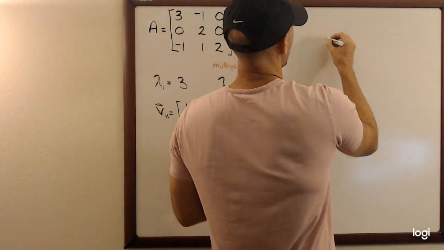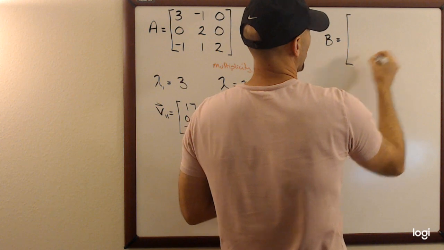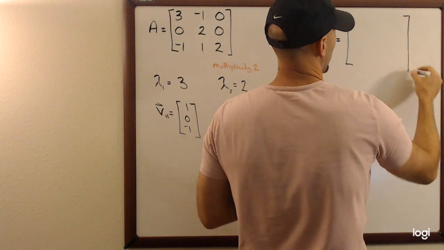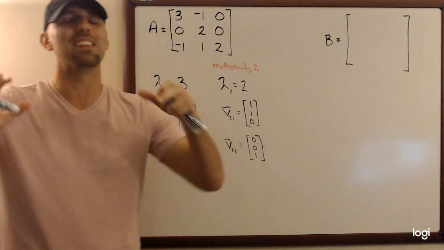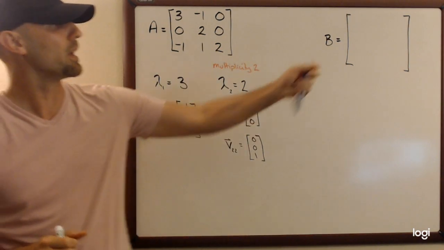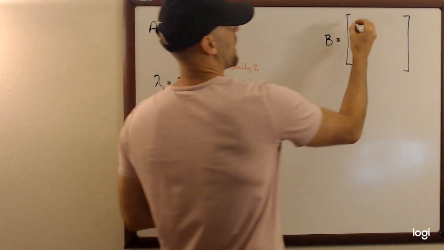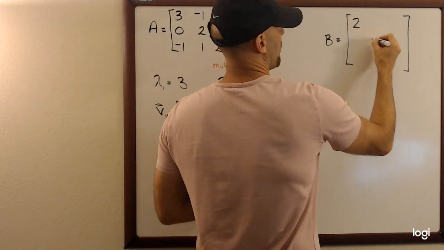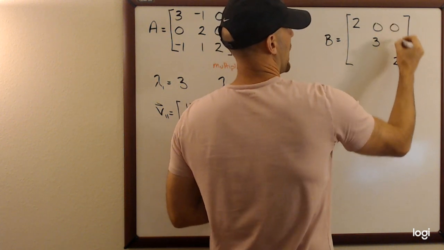Now, does it matter where they go? No, it doesn't matter. As long as there are 2 2s and a 3 on the diagonal of this 3 by 3 matrix and you put zeros everywhere else, it's going to be fine. I could put 2, 2, and 3, or 3, 2, and 2, and just because I feel like being different, I'm going to put a 2 first, a 3 second, and a 2 last. And everything else in here is a 0.